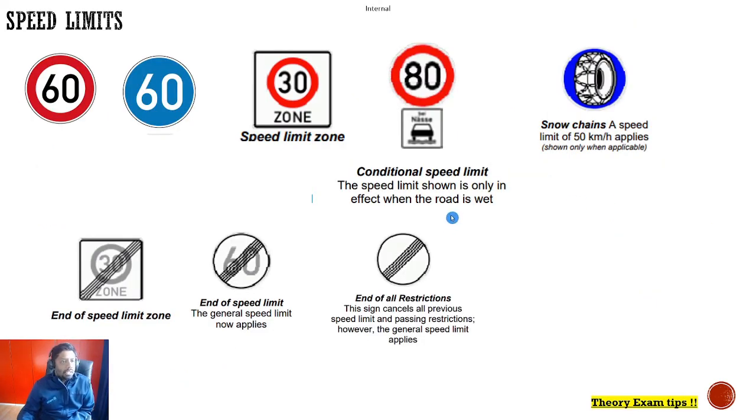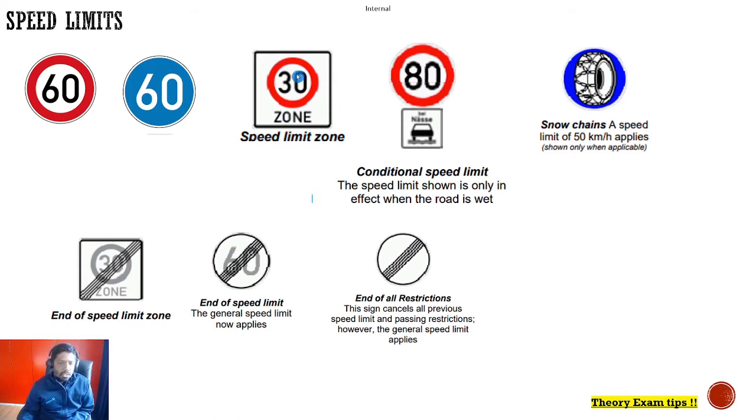These are speed limit signs. If you see this, it tells you that you cannot drive over 60 kilometers per hour. This is more or less the opposite of this one. You must travel at least 60 kilometers per hour on this road. So if your vehicle is not capable of reaching 60 kilometers per hour, then you're not allowed to enter a road which has this sign.